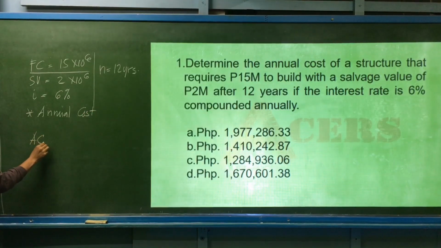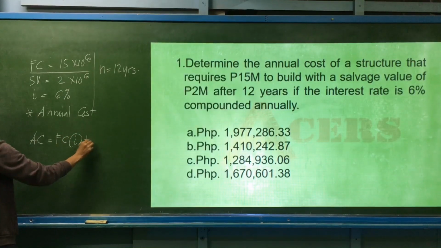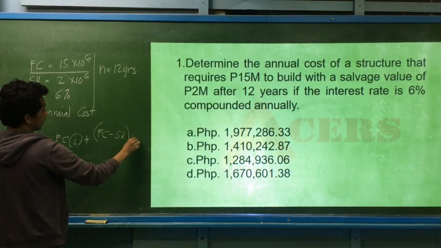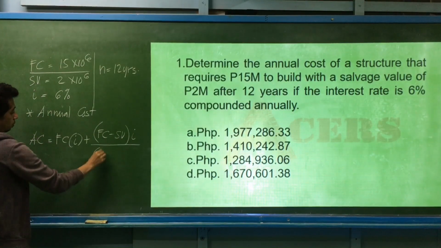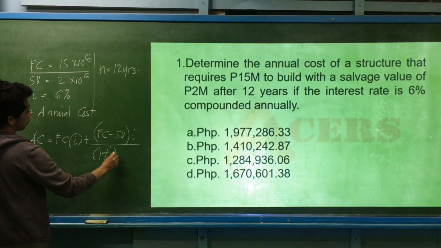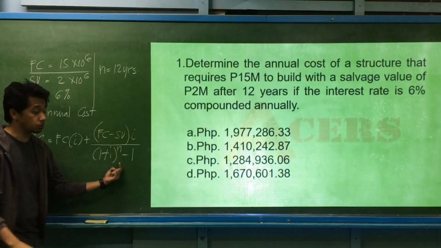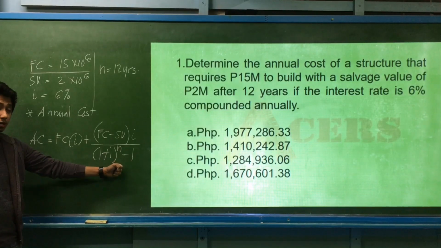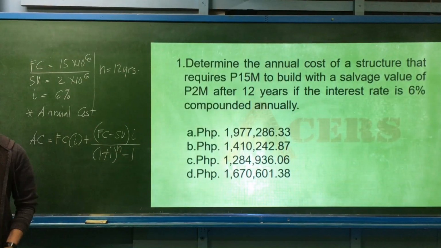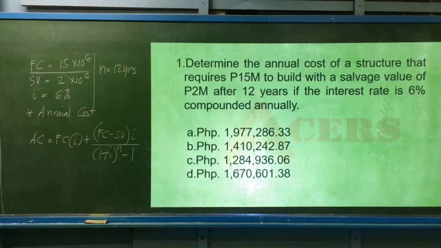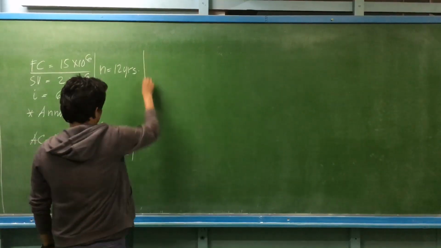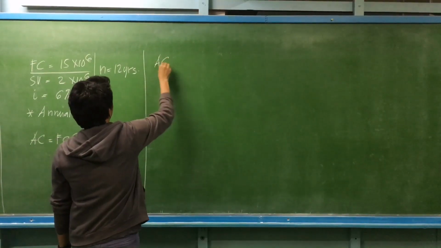Let's say AC. So annual cost is equal to, that is the first cost multiplied by the interest rate plus, this is first cost minus salvage value, this multiplied by the rate, this is divided by 1 plus the rate raised to n minus 1. Or basically this is the same as depreciation cost, the annual depreciation cost from your sinking fund method. Okay? So this is the annual cost.